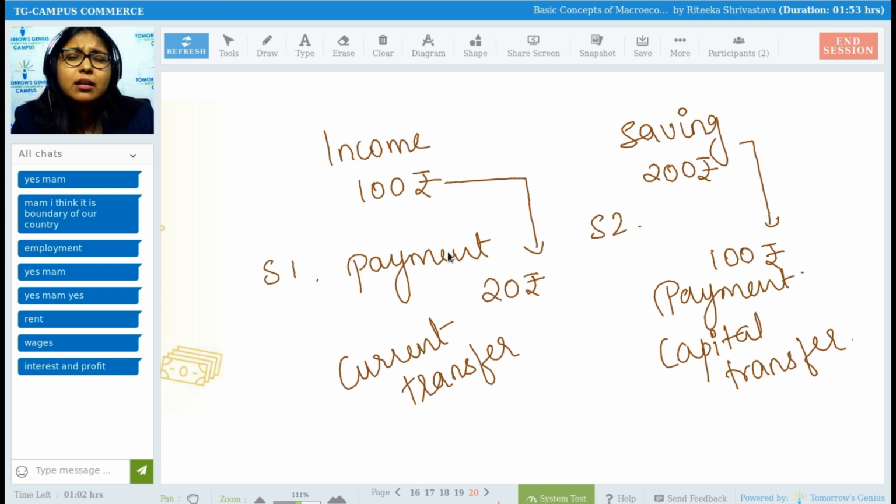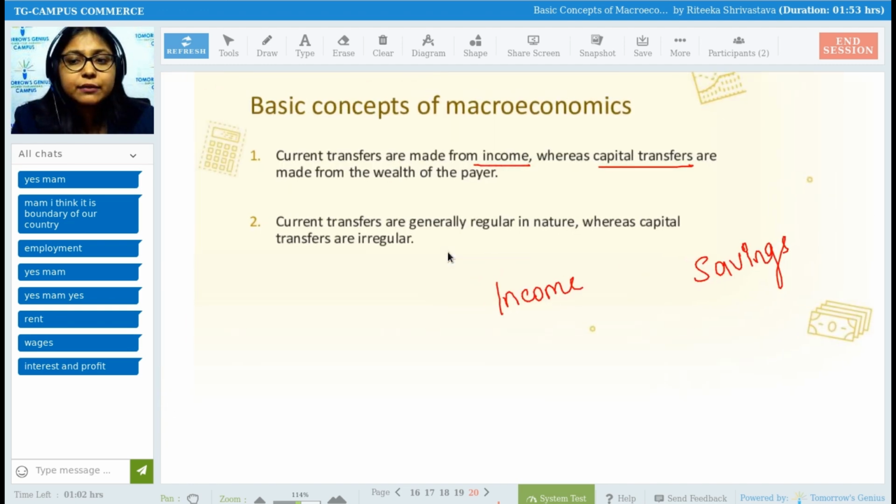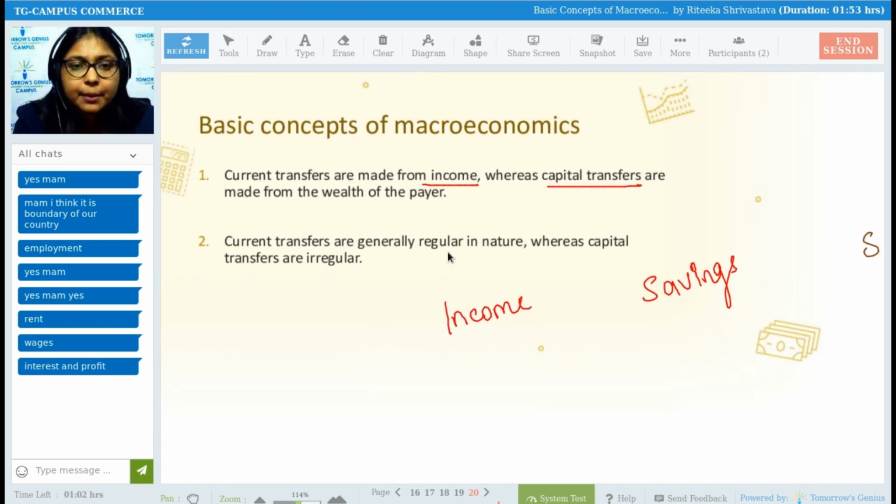Okay, I hope you get the basic differentiation between current transfer and capital transfer. Current transfer is done from the present income, from the present money which we are earning, whereas capital transfer is done from the wealth of the person or from the savings of the person. It is not received at present. That was the first basic difference between current transfer and capital transfer.